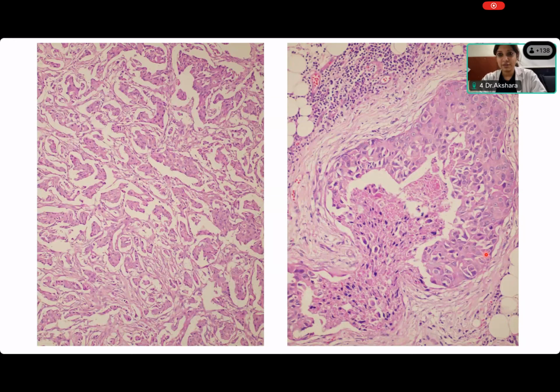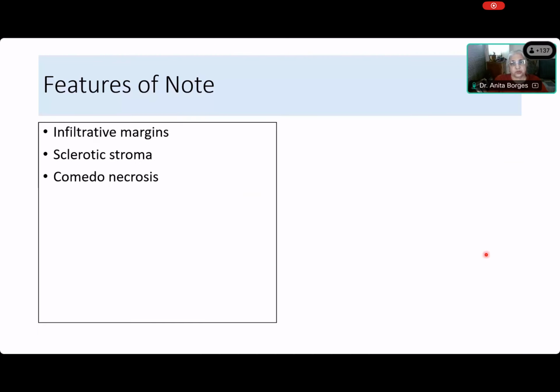It looks like ductal carcinoma. All right. Do you think that there are myoepithelial cells? No, ma'am, I do not see. You do not see. All right. So it's infiltrative margin, sclerotic stroma. There was comedonecrosis. So yes, it is a salivary gland neoplasm.